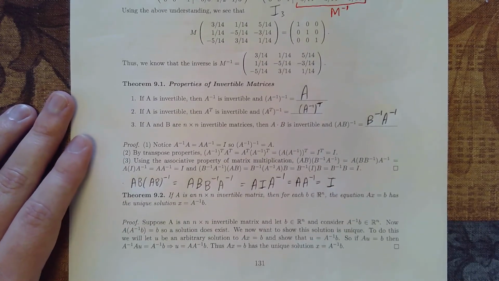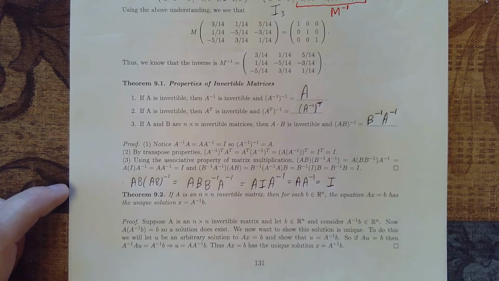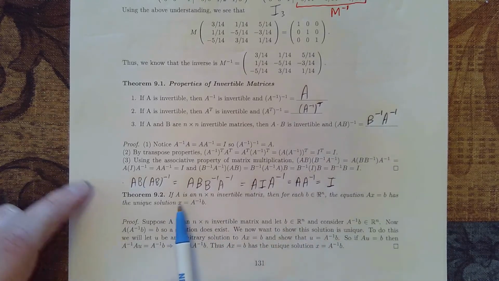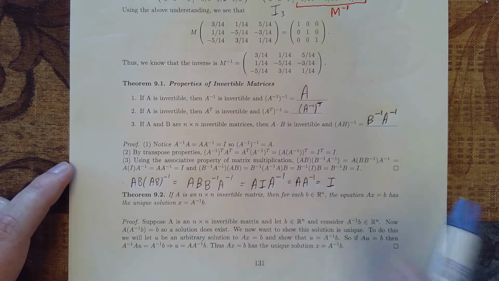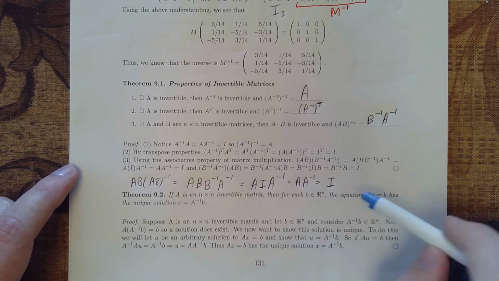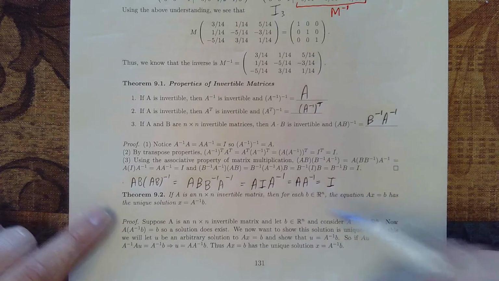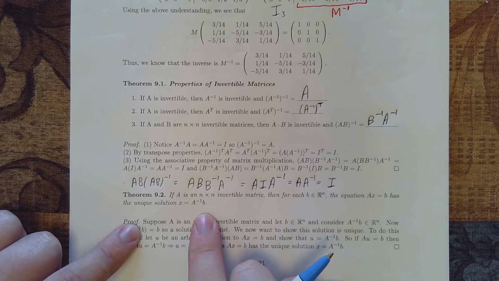All right, we've got two more theorems. The next one's kind of a doozy. If A is an n by n invertible matrix, then for each B in R^n, the equation AX equals B has a unique solution of X equals A inverse B. So wait a minute, what does that mean?